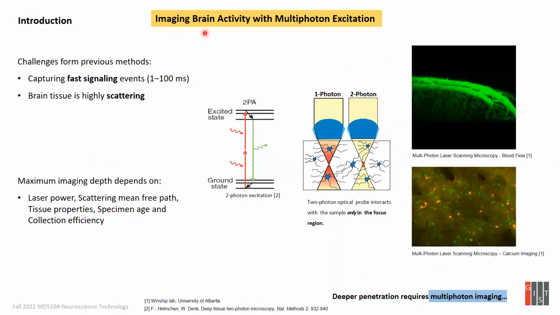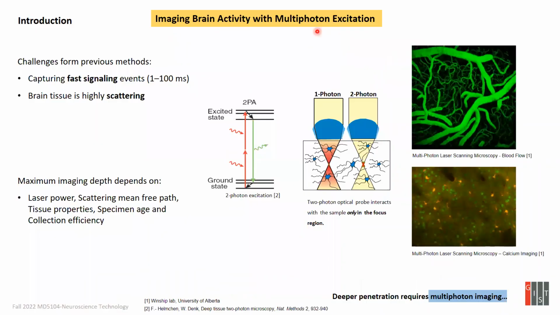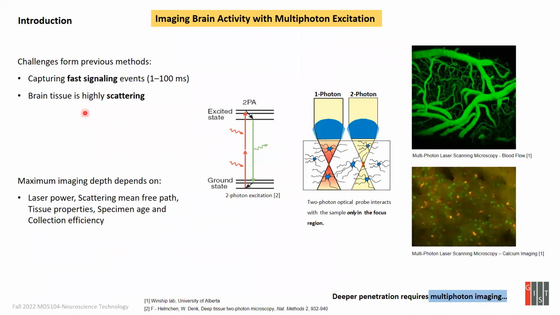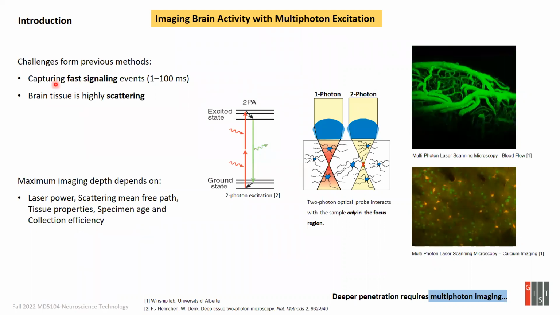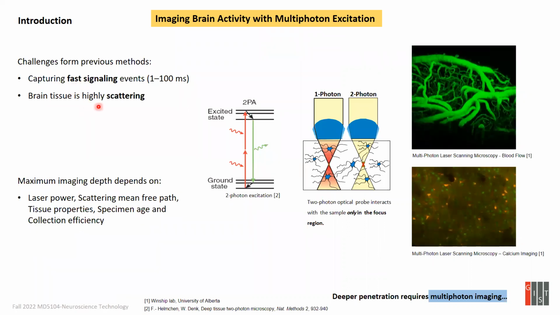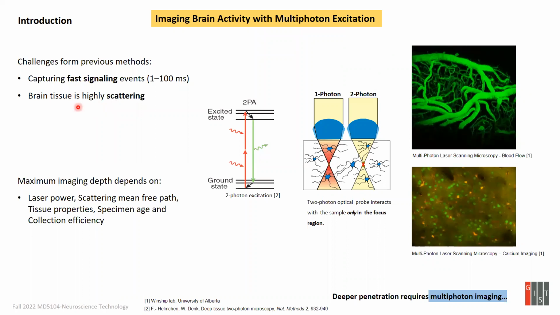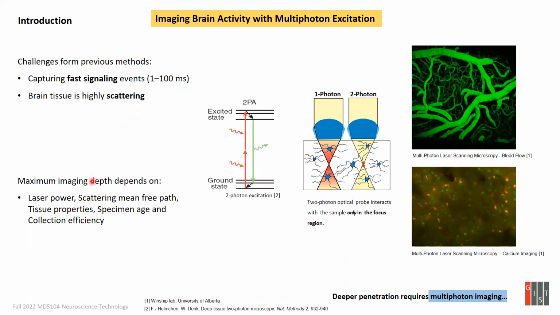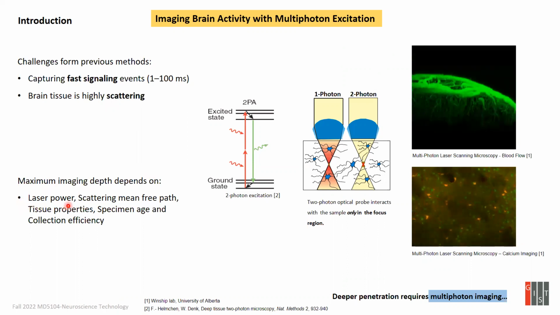To explain a little bit about multiphoton excitation, we will cover two-photon excitation. So the challenge in one-photon imaging is that we cannot capture fast signaling events, and the brain tissue being highly scattering is not helping to image at deeper depths while retaining high resolution. For speed, we need high laser power.